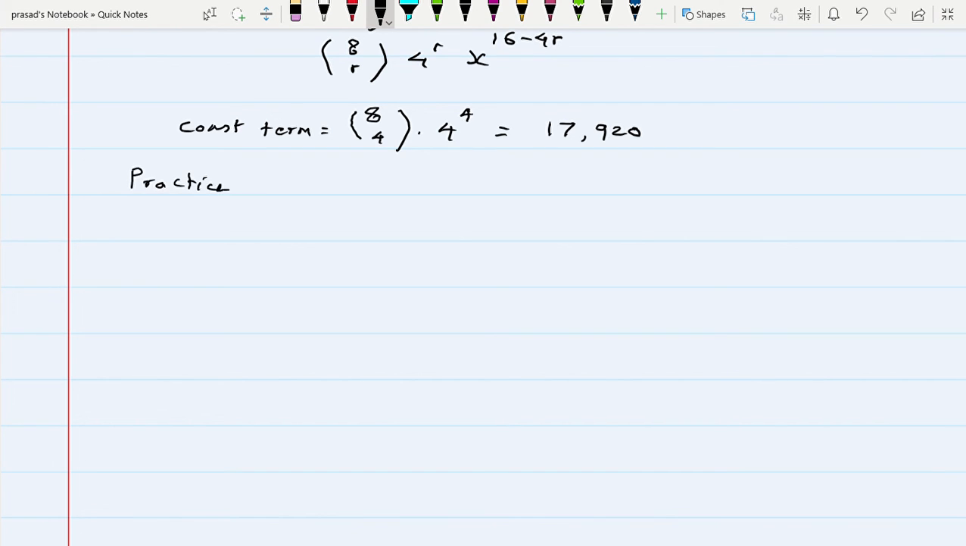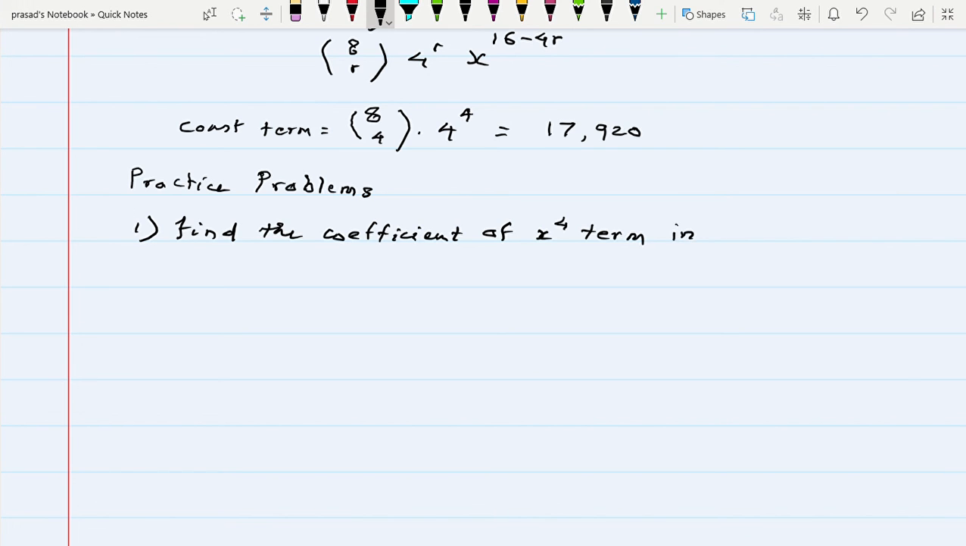So, practice problems here. The first one, find the coefficient of the x to power 4 term in the expansion of 3 plus 4x to power 10.